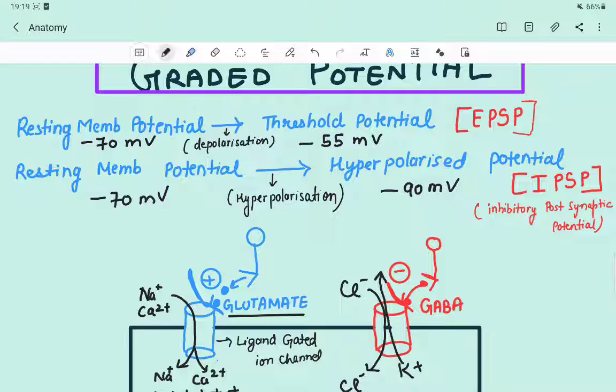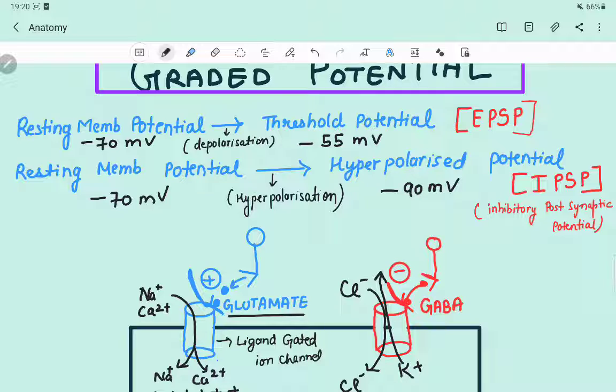Now since the cell membrane is not always resting, it has to work. So first of all, the resting membrane potential can be moved towards a less negative or more positive value, so that the cell becomes excited. This is called the threshold potential. That is the moving of the membrane potential from minus 70 millivolts to minus 55 millivolts, which is the threshold potential.